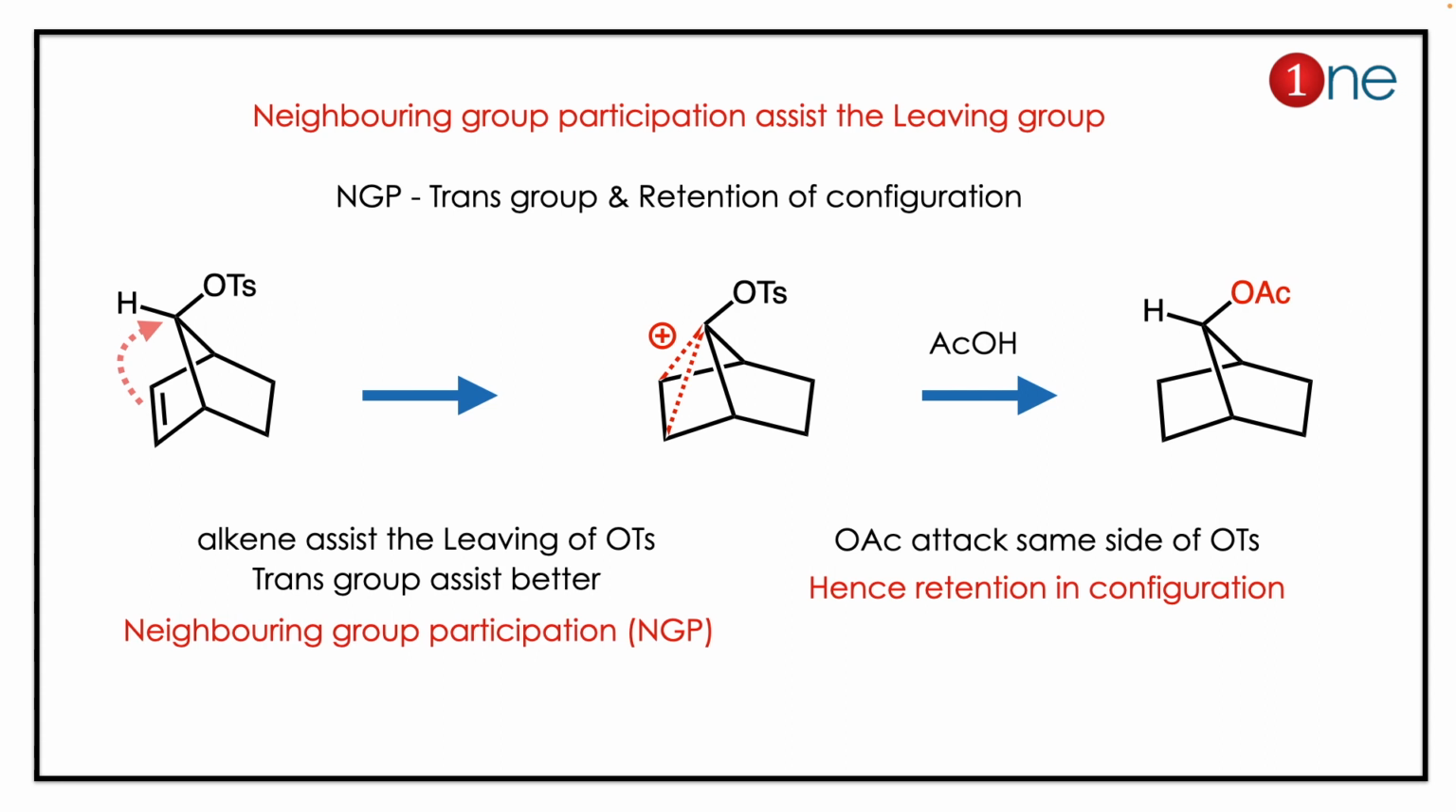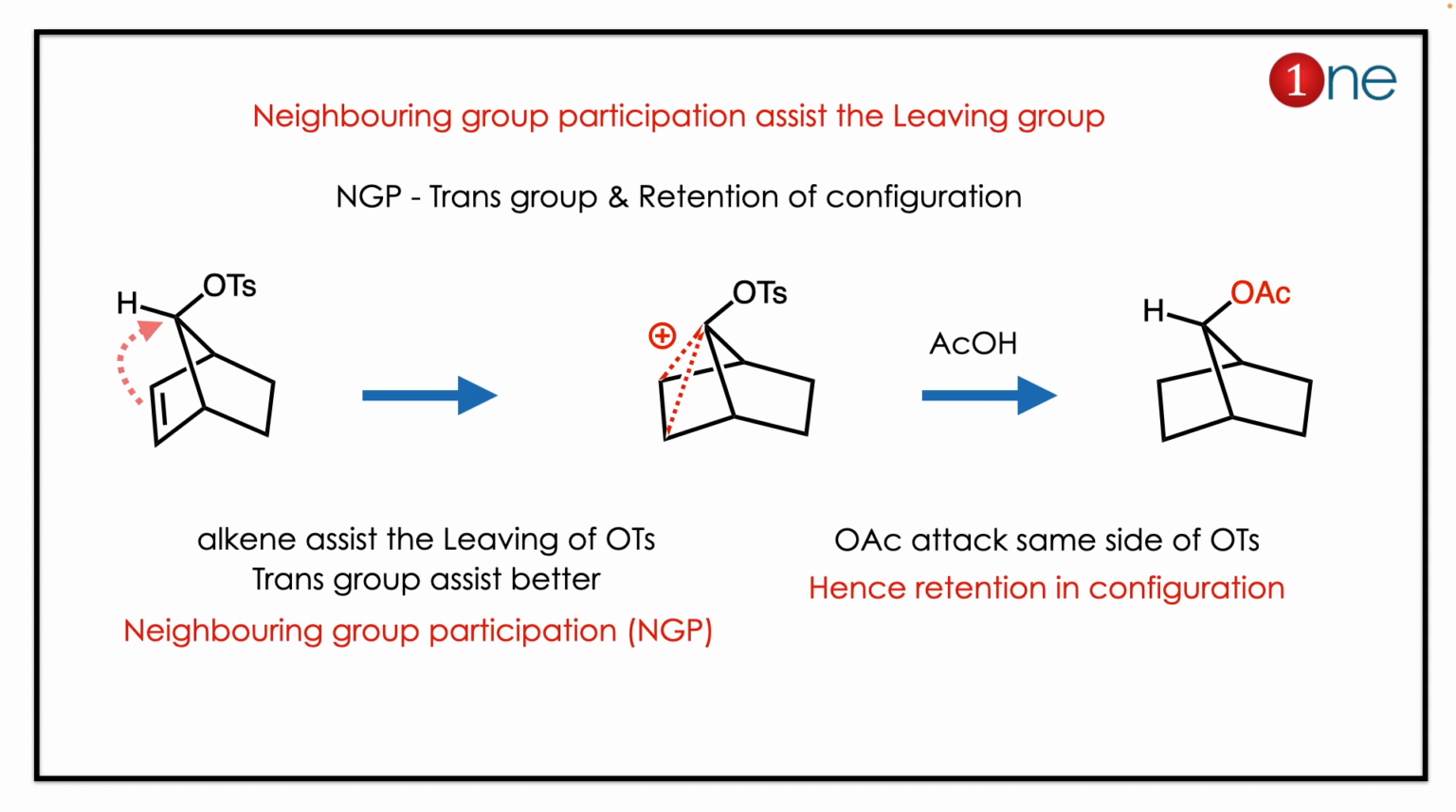Here the answer lies in neighboring group participation. The double bond can act as the neighboring group. So what really happened is the double bond can assist the OTs to leave. The double bond shares its electrons and helps the OTs go out. The OTs is in the trans position, so it is perfect for that. So OTs leaves, and you have the final substitution by OAc, the acetate.